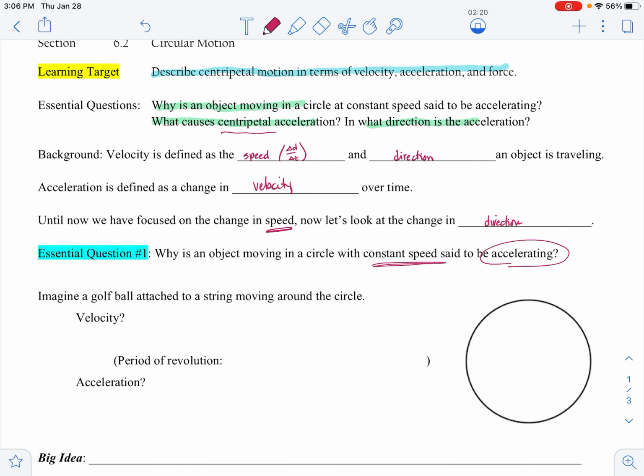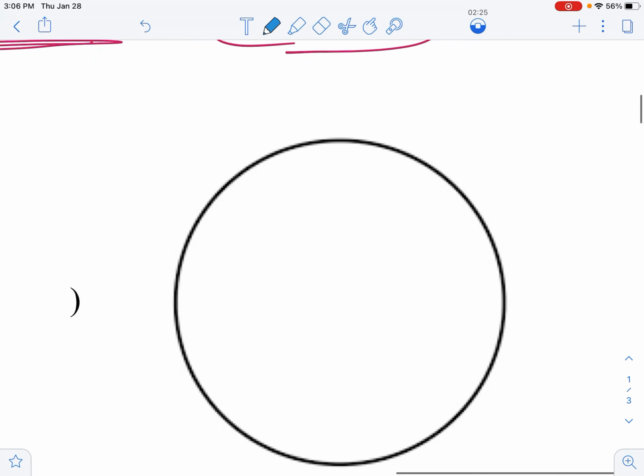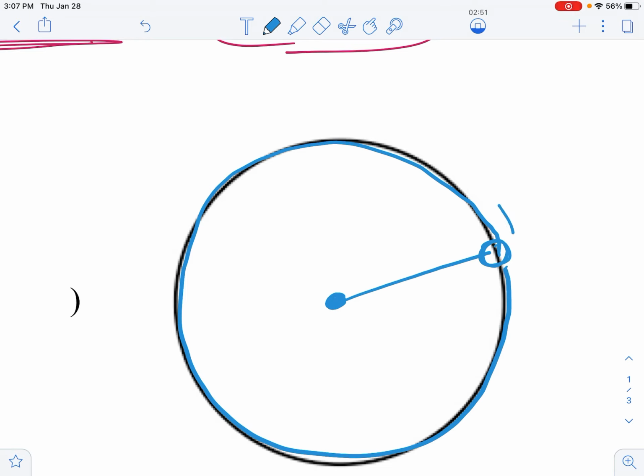All right, so here's what I want you to do. I want you to imagine that in this circle right here, you're looking down on it from the top, okay? There's a stable point in the center, and it's attached to a string, and the string has a golf ball on one end, or whatever kind of thing you want it to be attached to. And this thing is going to be moving around the circle like this, okay? So its velocity is around the circle.